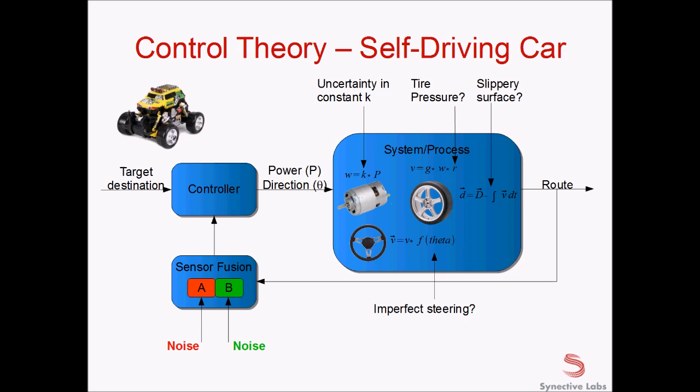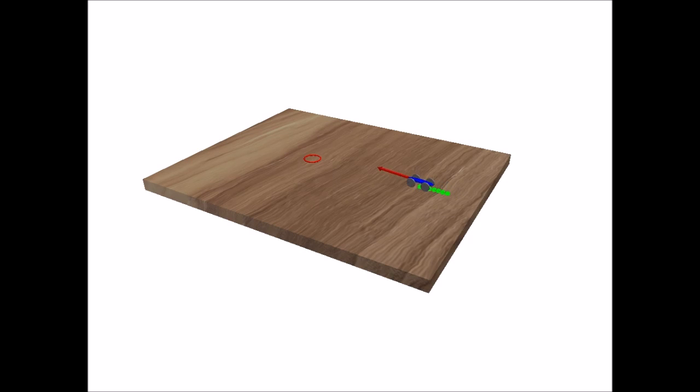If we manage to do this and remove the sensor noise in the feedback loop, we will have a controller that can continuously compensate for the uncertainties within the system and successfully lead us to the target destination.